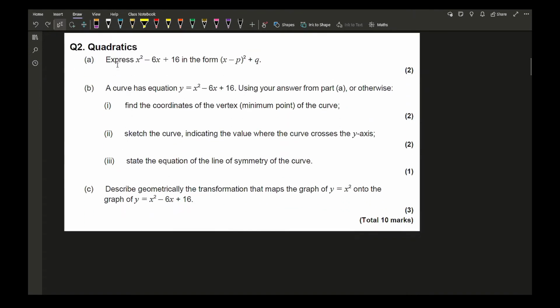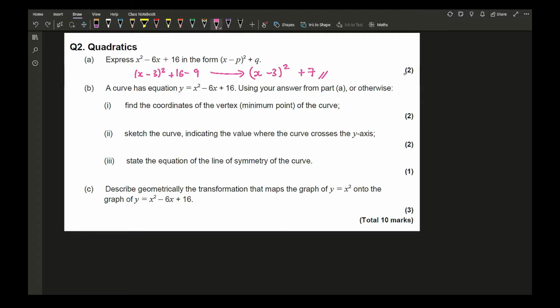So moving on to question 2. Question 2 refers to quadratics, and the first part refers to completing the square. It's only worth 2 marks. So you get 1 mark for the correct value of p, and 1 mark for the correct value of q. So here we've got x minus 3 squared plus 16 minus 9. And simplifying that, we get x minus 3 squared plus 7.